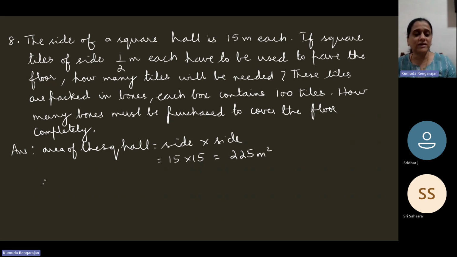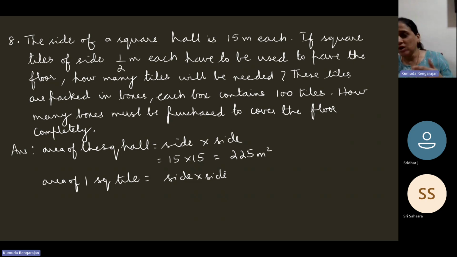Now, what is the area of one square tile? Side into side. The floor of the hall is square in shape. Now we are going to lay tiles to cover the floor. The tile is also in the shape of a square. So we are finding the area of the square hall and the area of one square tile using the formula side into side. So what's the area of one square tile? Side into side. So 1 by 2 into 1 by 2. That's 1 by 4 meters square.